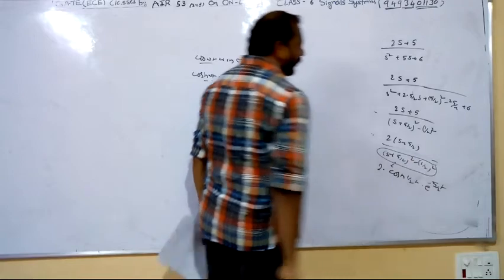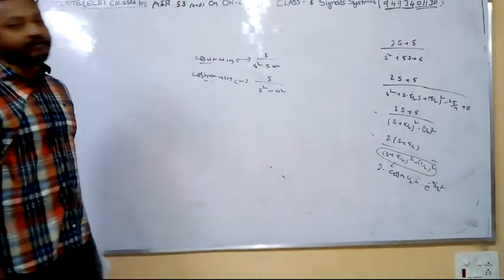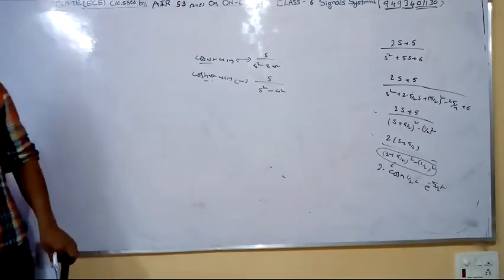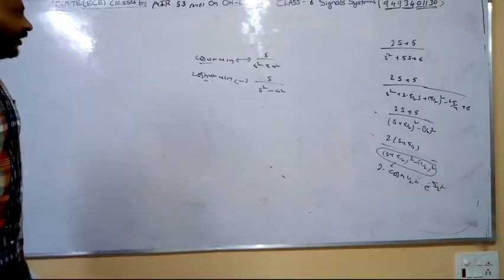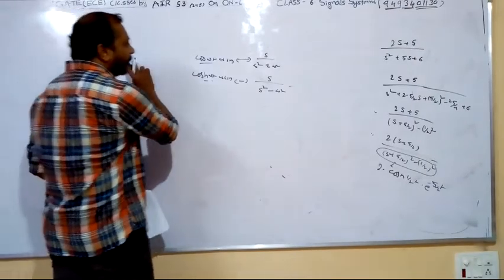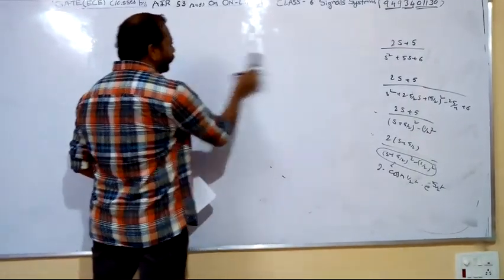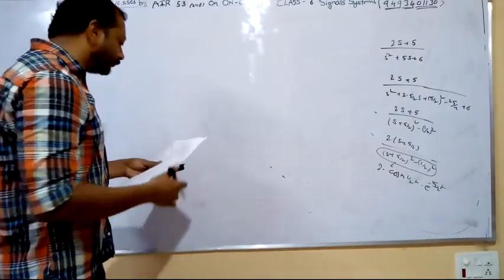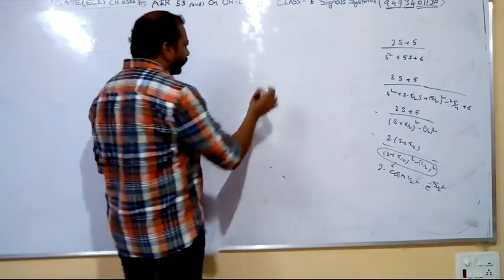For this purpose only I have given this question here. Don't be confused: as we are much familiar with s divided by s square plus omega square, but not so familiar with s divided by s square minus omega square. This type of question they may also ask you. Please remember this about cosh omega t also.